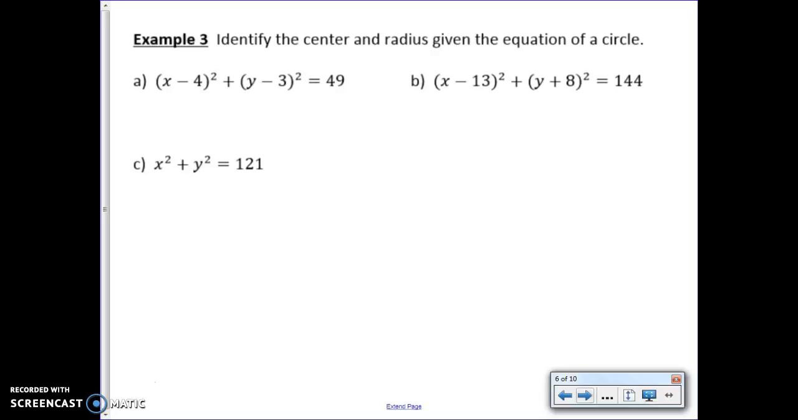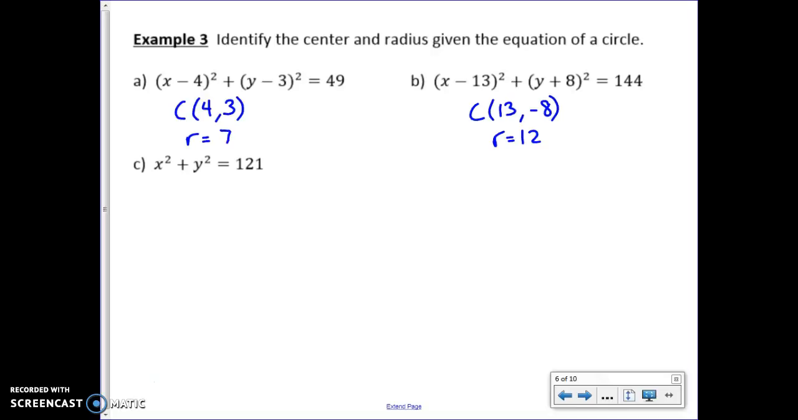Okay, this one is having us work backwards. So here's the equation. Find the center, find the radius. So the center is x minus positive 4, y minus positive 3, so (4, 3). And then the radius is the square root of 49, which is 7. Notice it can't be a negative 7 because radius, we're talking a distance. Okay, so the center here is a positive 13 and a negative 8. And then the radius is 12.